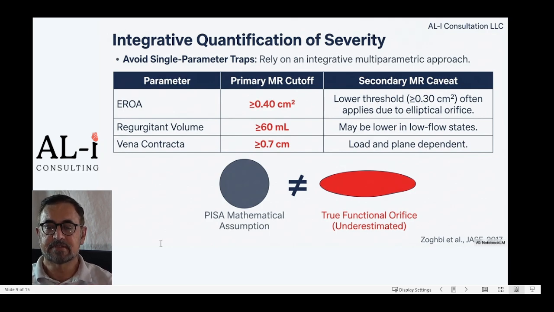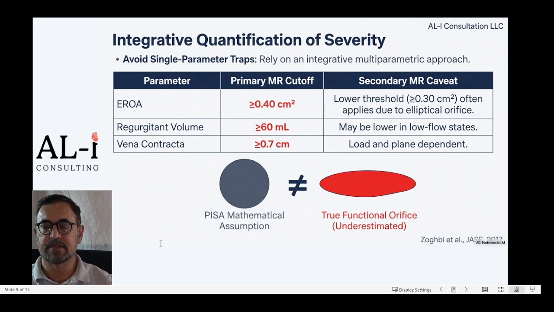Now, first line imaging includes echocardiography, starting with transthoracic echocardiography. This is our foundational first line tool. Guidelines mandate an integrative approach to quantification, including parameters such as effective regurgitant orifice area of 0.4 or more, or a regurgitant volume of 60 milliliters or more to define severe MR.